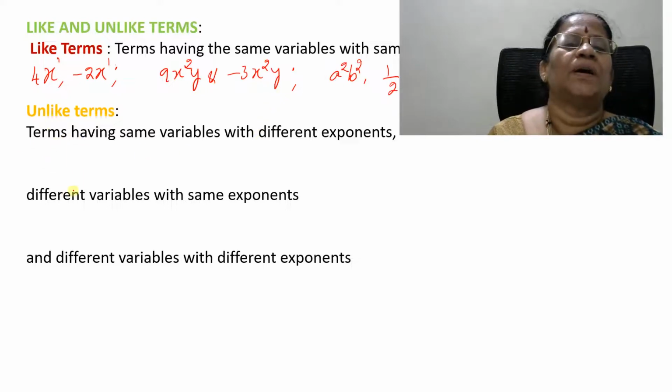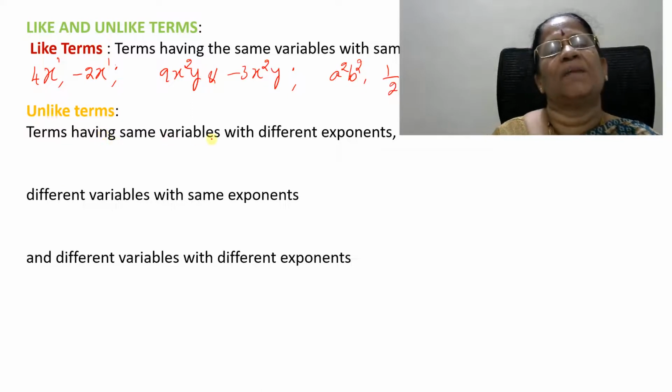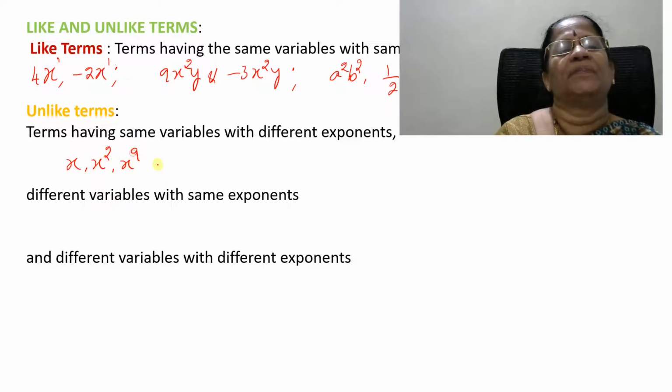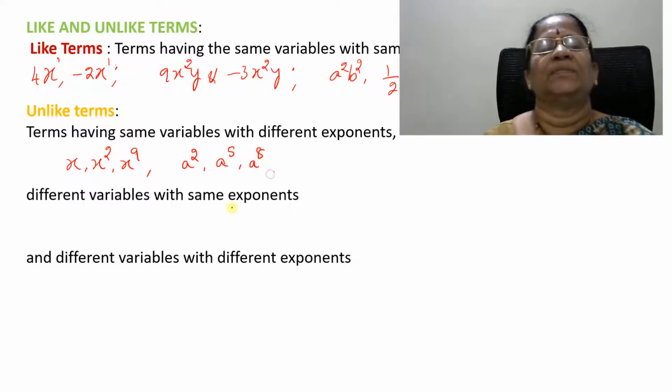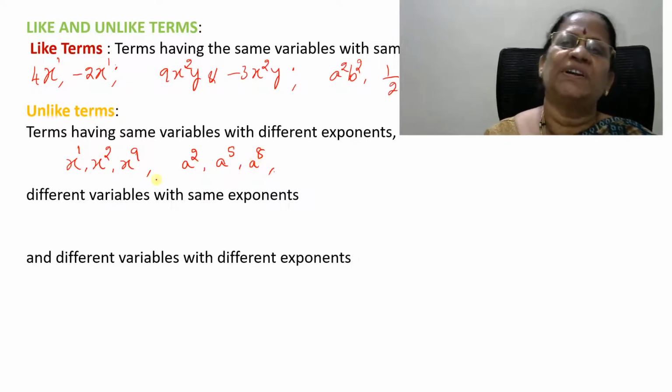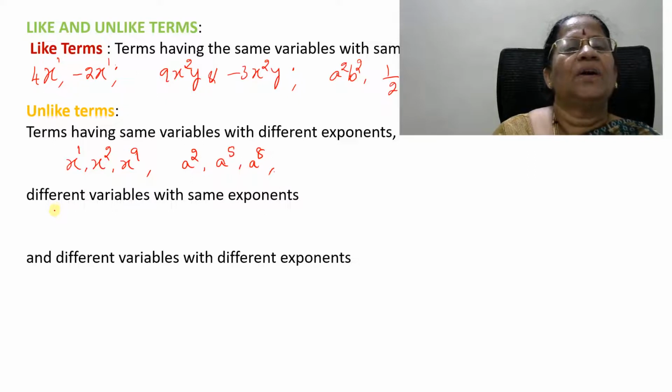Now unlike terms may have the same variables with different exponents. Like for example, it may be, say, x square, x to the power 9, or it may be a square, a to the power 5, a to the power 8. Here the variable is the same, whereas their exponents are different. They have different exponents. Or they may have different variables with same exponents.